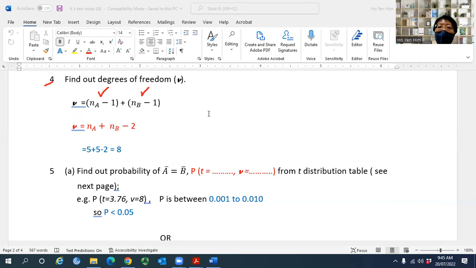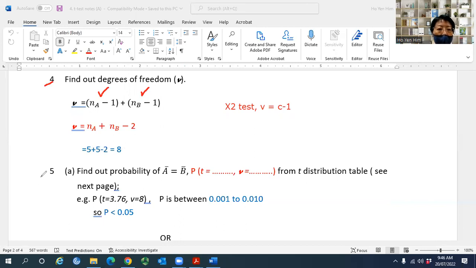This is the only difference between the chi-square test and the t-test: the degrees of freedom formula is different. In the chi-square test, the degrees of freedom is equal to C minus 1, where C is the number of categories. So we've got 5 in each sample. 5 minus 1 plus 5 minus 1 is 8.